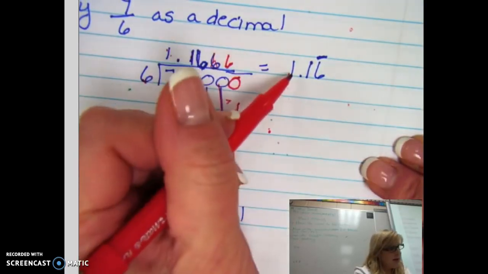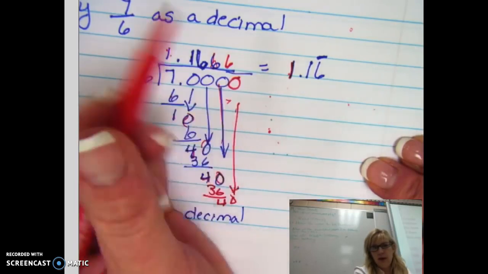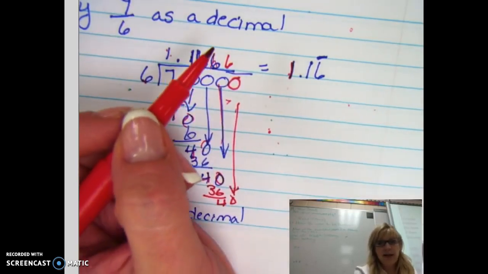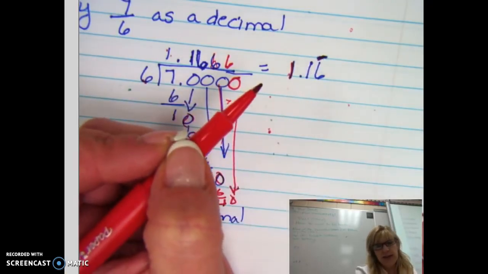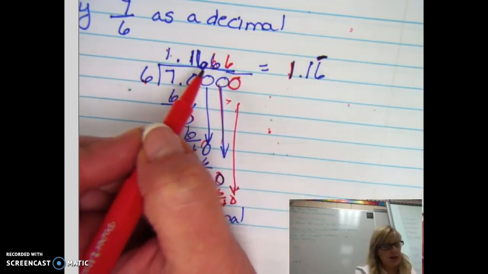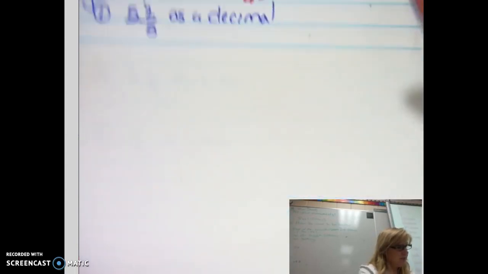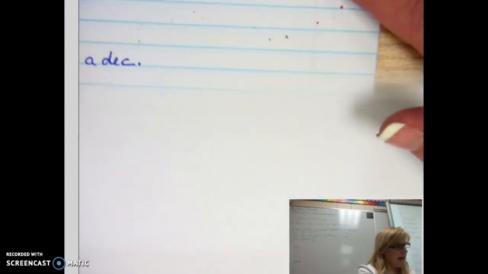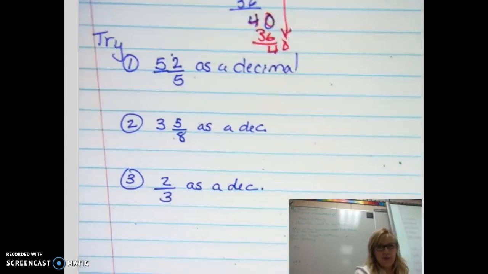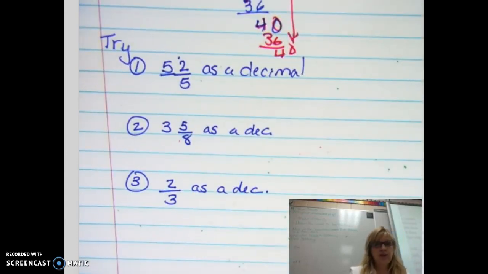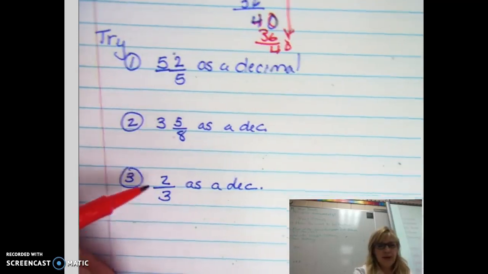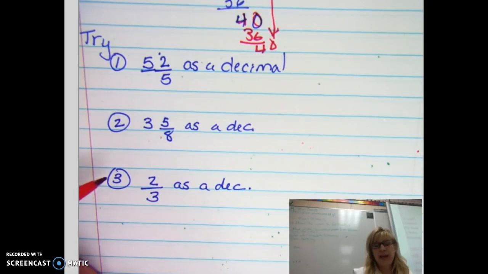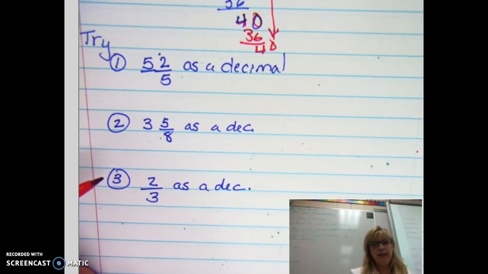Okay, so if I were to express this to a bunch of mathematicians, all I need to do is say it's 1.16 repeating, with the bar just over the 6. The 1 does not repeat, just the 6's do. So I am going to right now turn you loose, and I want you to try 5 2/5, 3 5/8, and then 2/3. Write those 3 as a decimal and then unpause the video and see if you've gotten them correct.